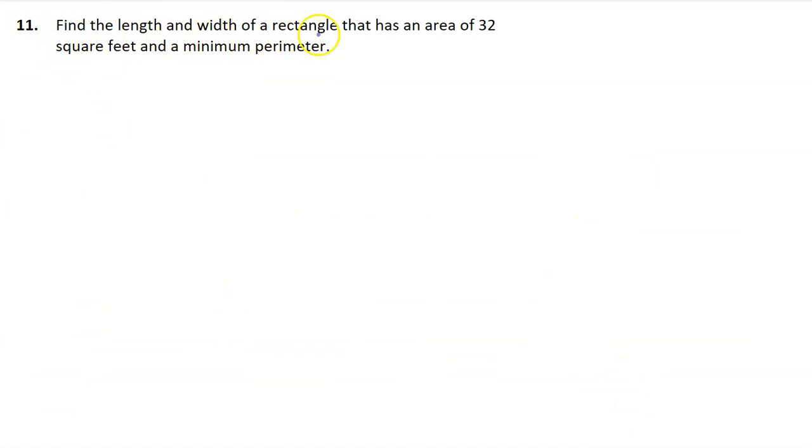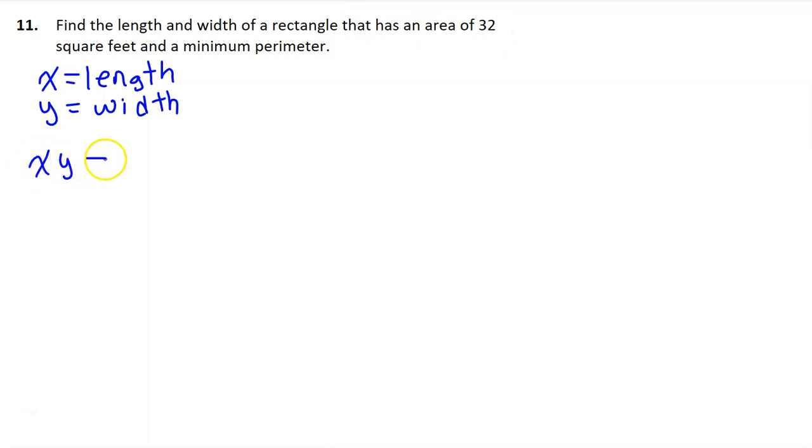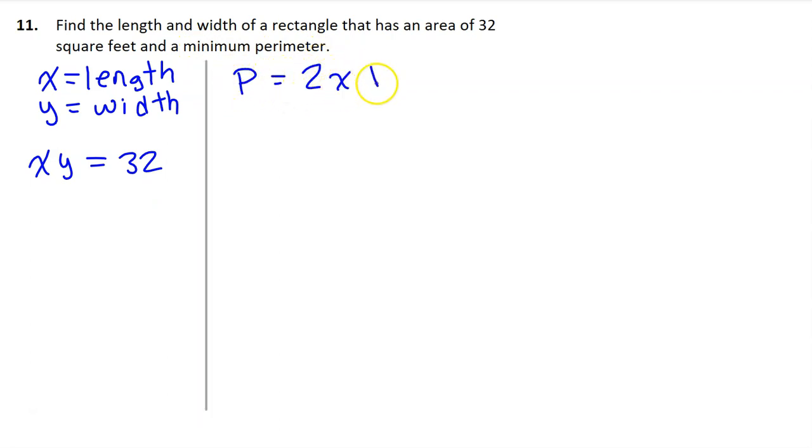Find the length and width of a rectangle that has an area of 32 square feet and a minimum perimeter. Again, let's let x equal length and y equal width. If the area is going to be 32, that means x times y is equal to 32. So there's your secondary equation. We are trying to minimize the perimeter. The perimeter is equal to 2x plus 2y. So we need to minimize this. But first we need to rewrite this with only one variable.